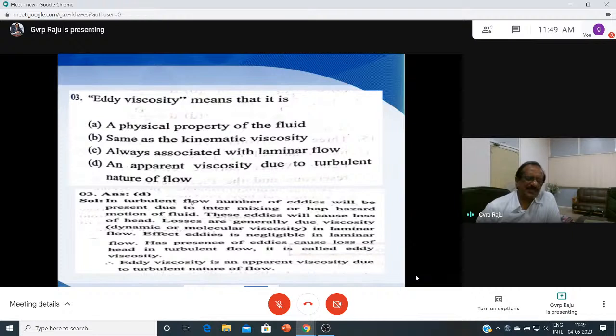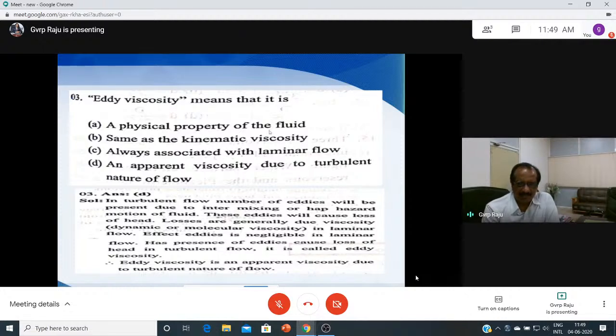So eddy viscosity. If you remember the turbulent flow, the turbulent flow is because of the formation of eddies. Go back to your Reynolds experiment and the basic definition of turbulent flow. Turbulent flow is when the flow is irregular, erratic, with intermingling of fluid particles and formation of eddies, all these things.